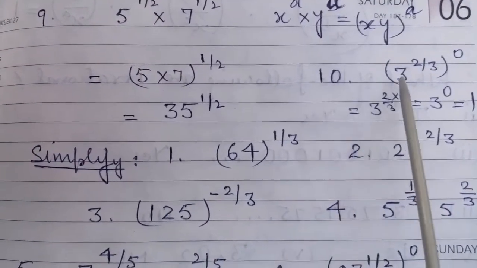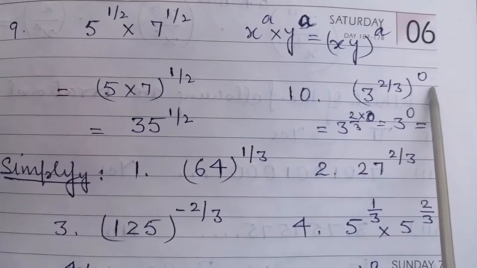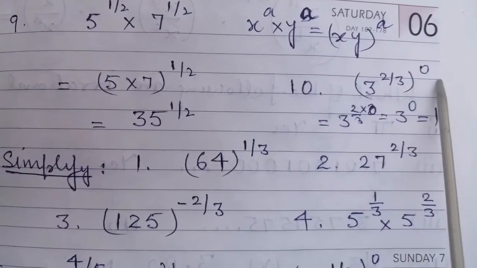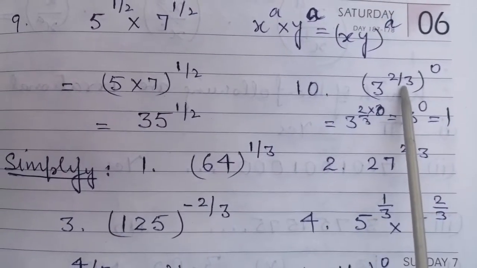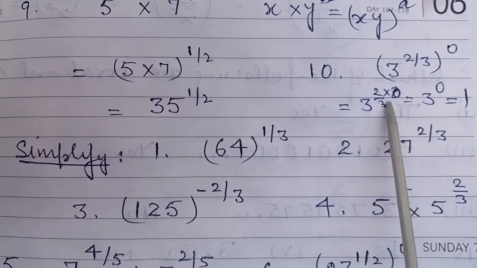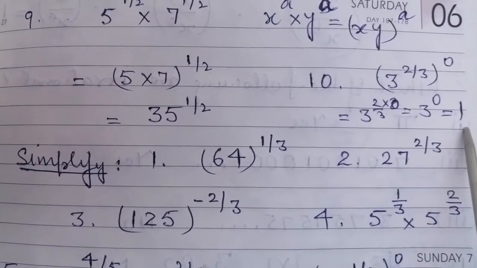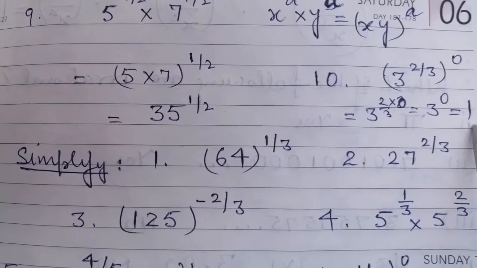10th question is (3 raised to power 2 over 3) whole raised to power 0. Right? So you have power raised to power. So powers will get multiplied. Fine. So 3 raised to power 2 over 3 multiplied by 0 will be 3 raised to power 0, which is equal to 1. I hope you have understood.